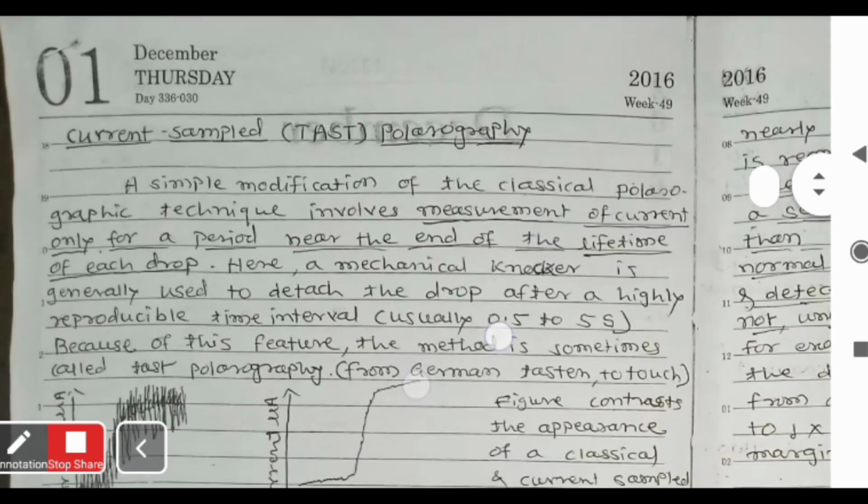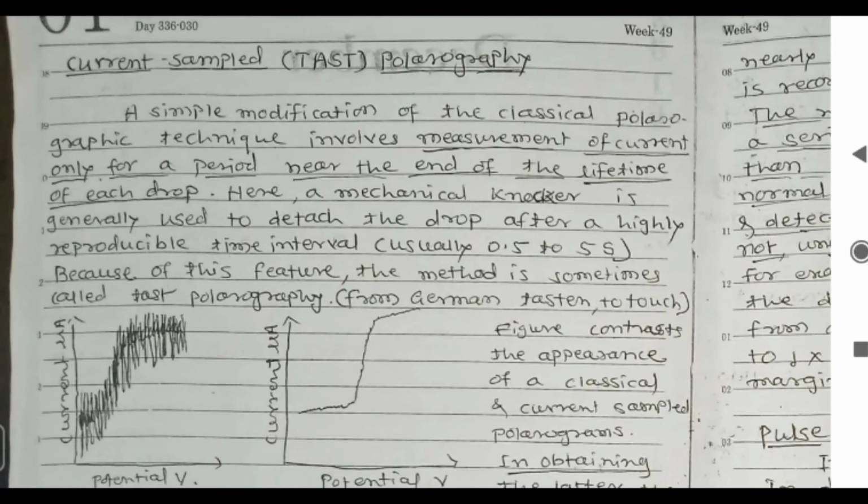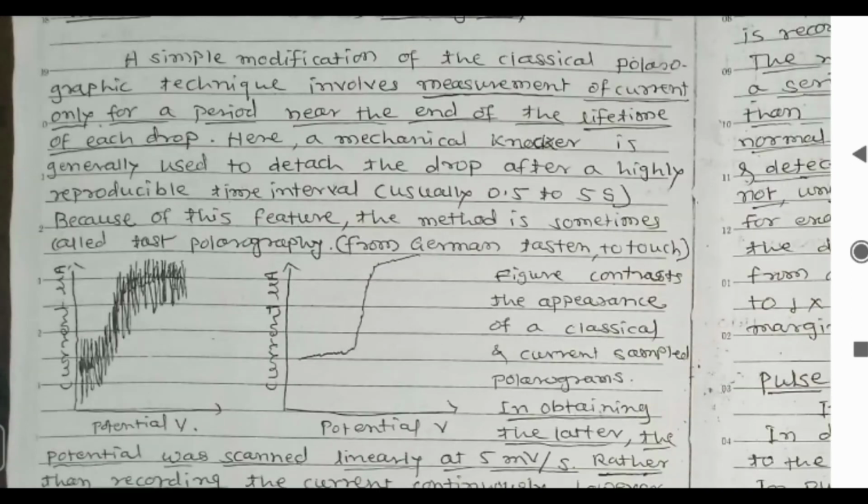The first technique generally used is current sampled polarography, which is also called tast polarography. This is an extension of the classical polarographic technique, which involves the measurement of current for only a short period of time near the end of the drop's life. During normal polarography, we measure the current during the whole life of the drop, but during tast polarography, we only measure the current at the end of the lifetime of each drop. This is the important modification.